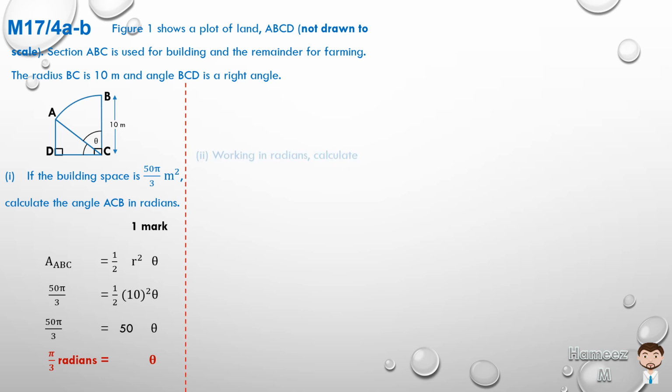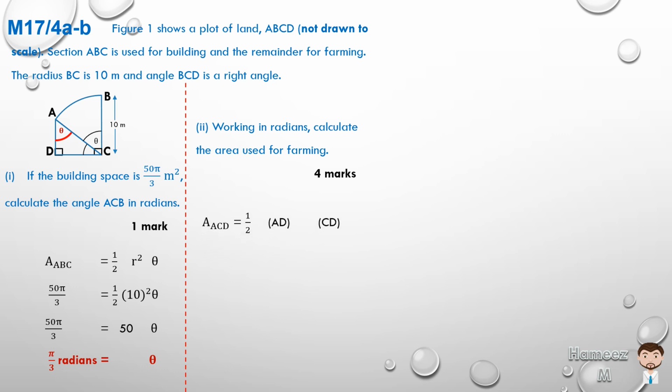Part 2. Working in radians, calculate the area used for farming. Let's consider that the angle ACB, theta, is equal to the angle DAC because they're alternate interior angles. As such, if we want to find the area used for farming, the area of ACD is equal to half AD times CD, because the area of a triangle is half base times height, as long as there's an angle of 90 degrees between them.